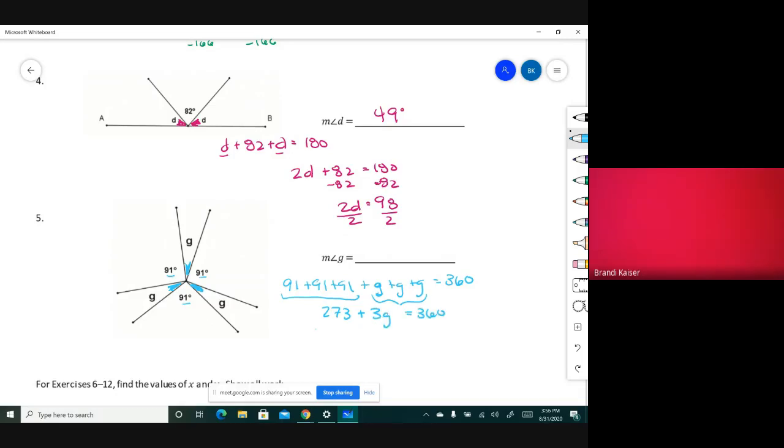Add it to 360, subtract 273 from both sides. 3G will equal 87. And then divide by 3. And G should equal 29 degrees. Okay, so that one you did kind of have to use the whole picture and understand what was going on all the way around that point. But once we did, we were able to solve for G.